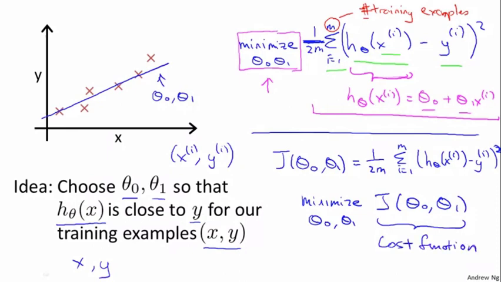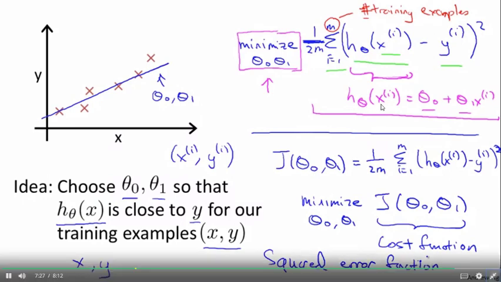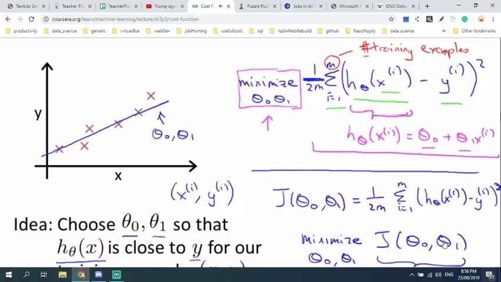So this cost function is also called the squared error function, or sometimes the squared error cost function. Why do we take the squares of the errors? It turns out that the squared error cost function is a reasonable choice and will work well for most regression problems. There are other cost functions that will work pretty well, but the squared error cost function is probably the most commonly used one for regression problems.